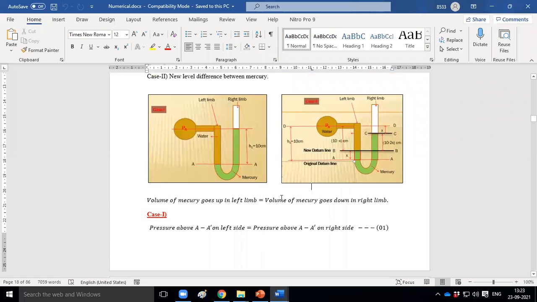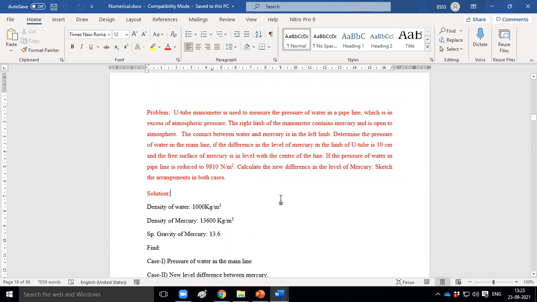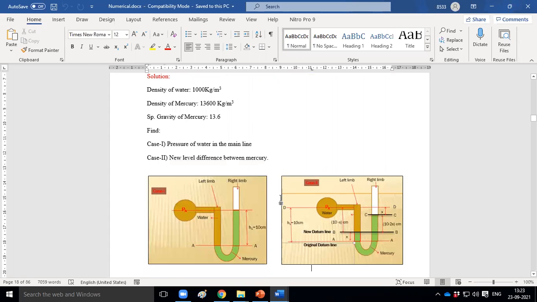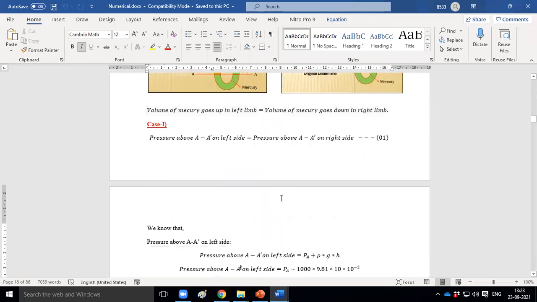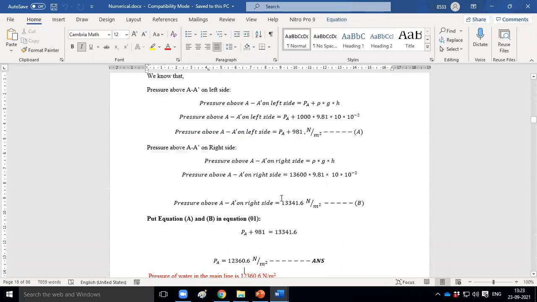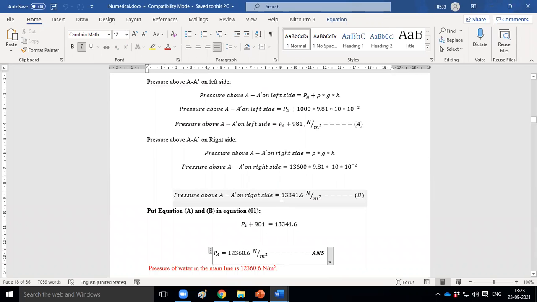And you can see this numerical, the same numerical, in the Word file. These two figures, we already discussed this part 1. In part 1, what will be the pressure of water in the main line?